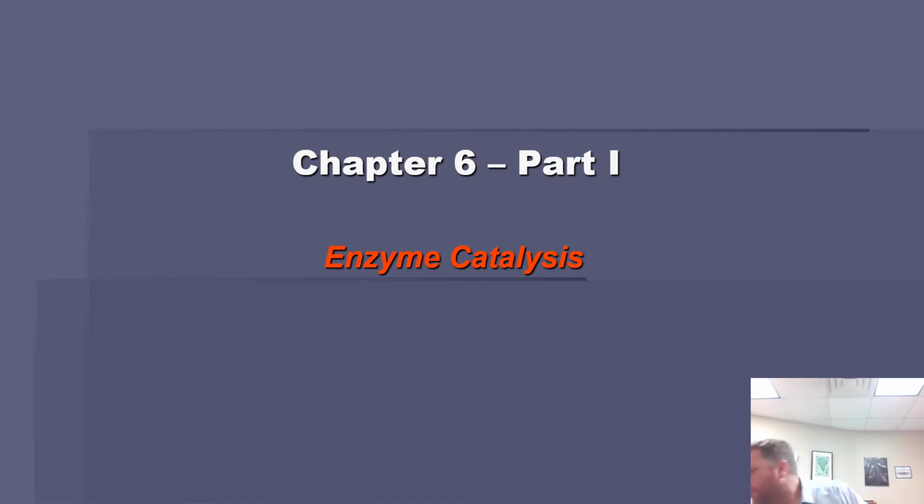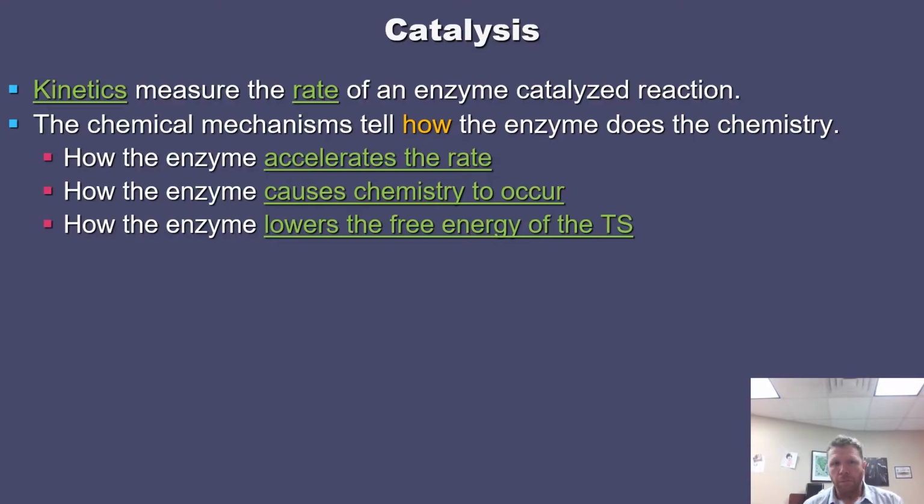All right, so here we are. We talked about proteins. Now we're going to talk about one kind of group of proteins known as enzymes. These are proteins that carry out a catalytic function. Now, when it comes to catalysis, kinetics measure the rate of an enzyme catalyzed reaction. So basically, how fast does a reaction take place?